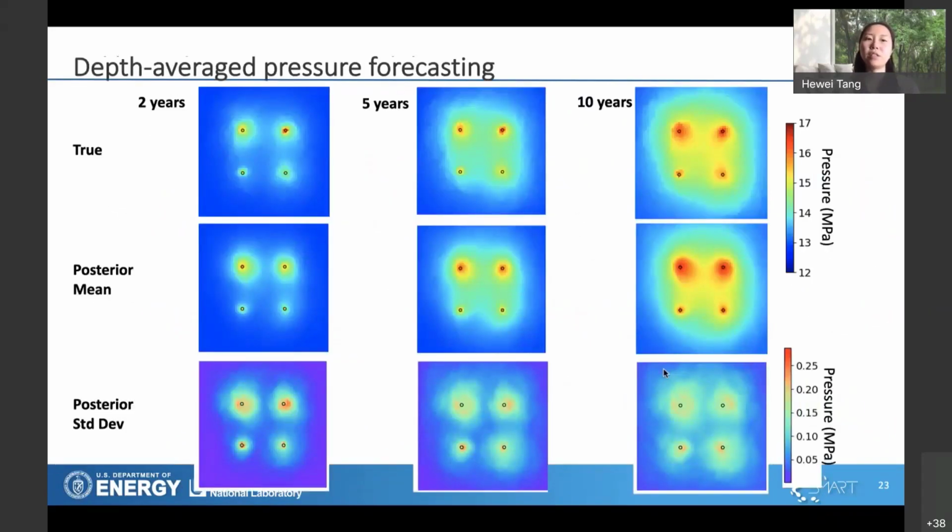And finally, I show the depth-averaged pressure forecasting at 2, 5, and 10 years. On the first row, I show the true pressure field from simulation, and also the mean and standard deviation of our pressure predictions based on the posterior ensemble. We can see that in general, we have a really good pressure forecast for the current year as well as the following injection years. And we have therefore achieved our initial design objective of this workflow.